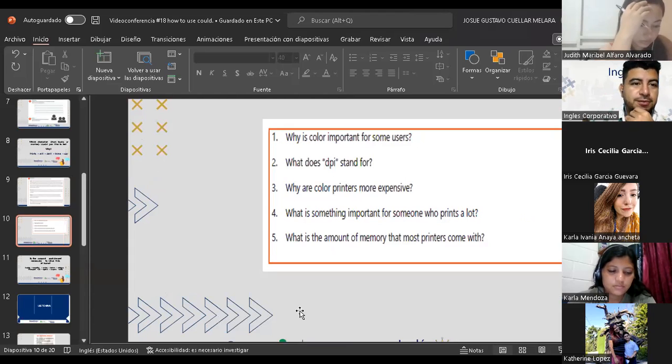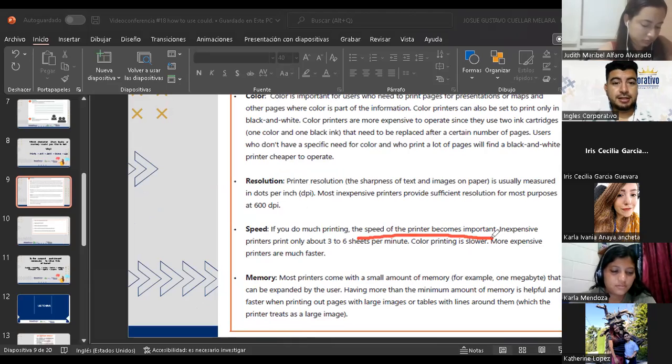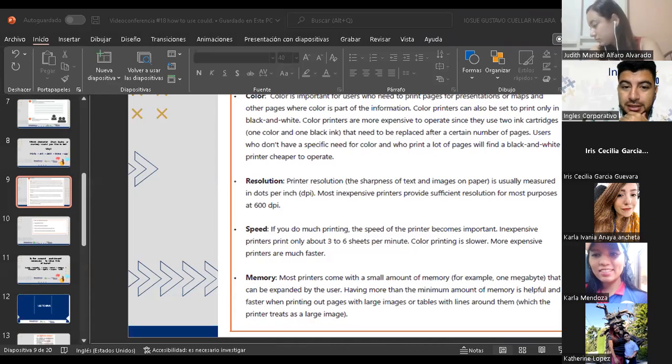One is taken. 2, 3, 4, or 5. Okay, Fabricio. Number four. What is something important for someone who prints a lot? Who prints quite a bit. What is something important? If you do much printing, the speed of the printer becomes important. Yes, the speed of the printer becomes important. It means the speed, the time that it takes to print a lot of things, because that person is going to print 100 and 100 pages. Yes, that's it. Thank you. So speed is the answer.